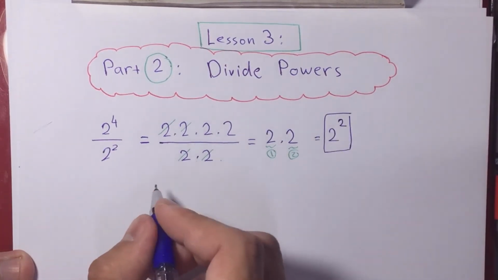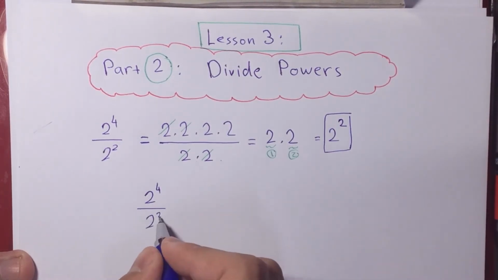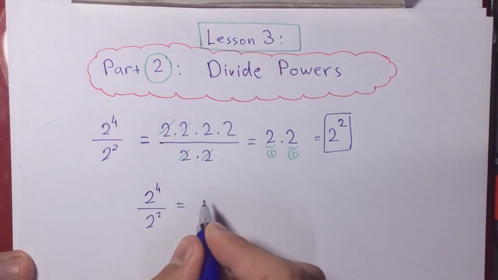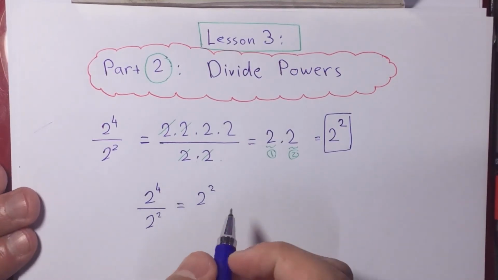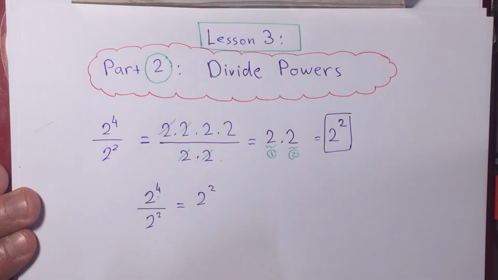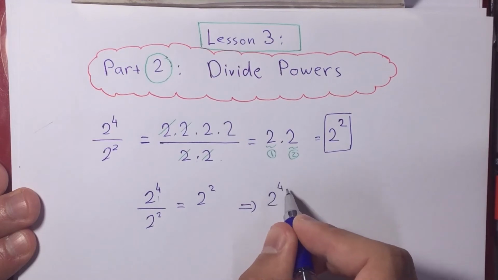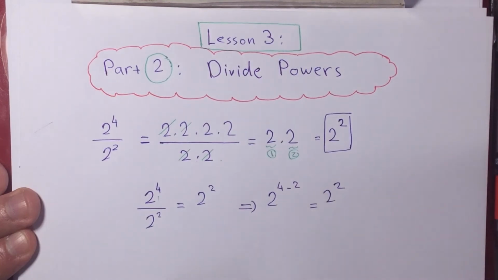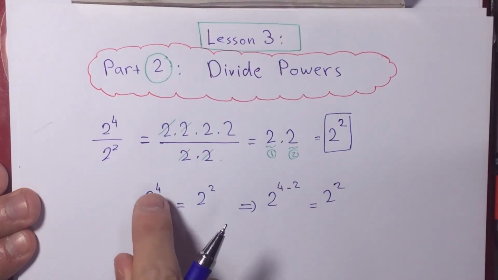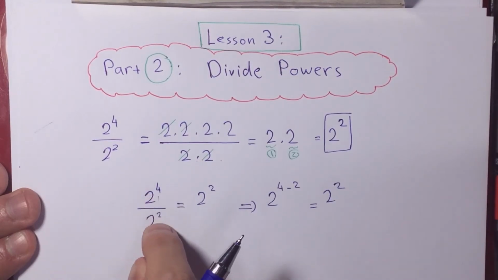Now look at this. We have 2 to the 4th divided by 2 to the second power, and this gives us 2 squared. What can we conclude as a rule to divide powers from this equation? Yes, exactly. We can see that it is 2 to the 4th minus 2 that gives us 2 squared. So we can conclude that when we divide monomials, if they are the same base, we simply subtract exponents. Let's take another example.